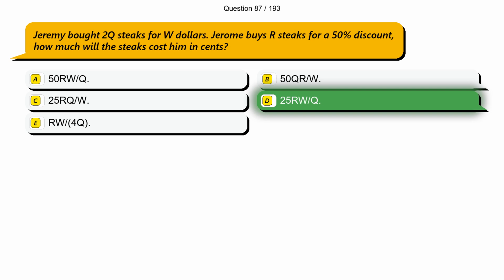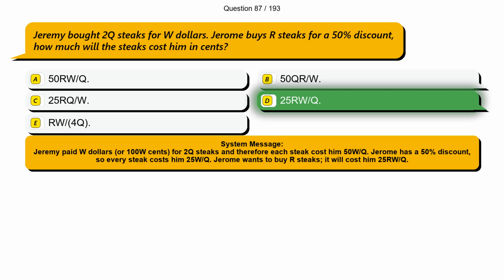The correct answer is option D, 25 RW/Q. Jeremy paid $W, or 100W cents, for 2Q steaks and therefore each steak cost him 50W/Q. Jerome has a 50% discount, so every steak costs him 25W/Q. If Jerome wants to buy R steaks, it will cost him 25 RW/Q.